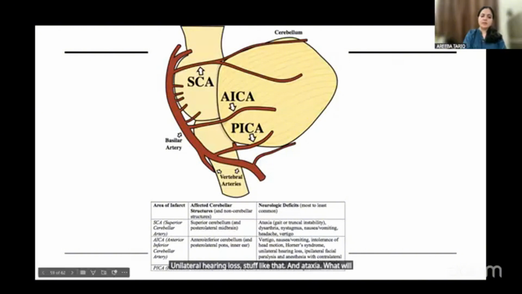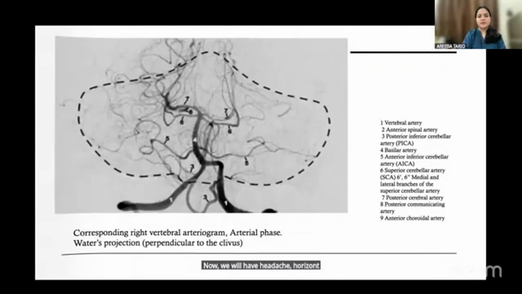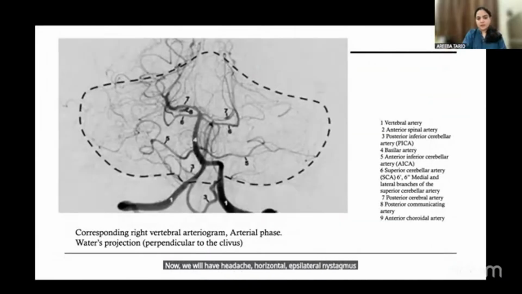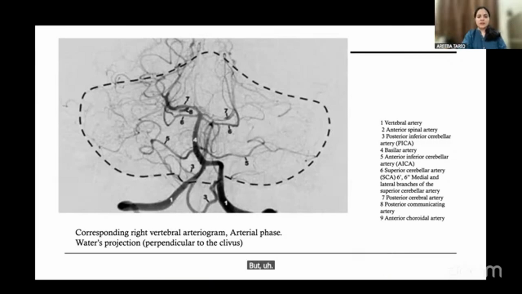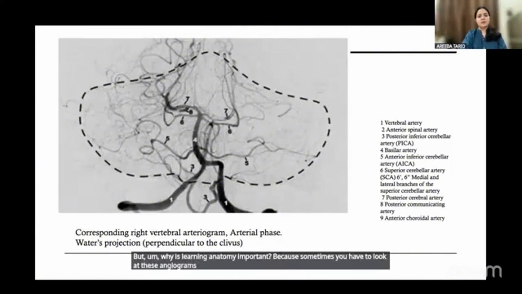What will happen if PICA is blocked? Now we will have headache, horizontal, ipsilateral nystagmus. Another thing which I wanted to include, I know there's a lot of description that can go into this, and we can do this like another section, another lecture. But why is learning anatomy important? Because sometimes you have to look at these angiograms and then you are unable to understand what is what and which artery is which artery.